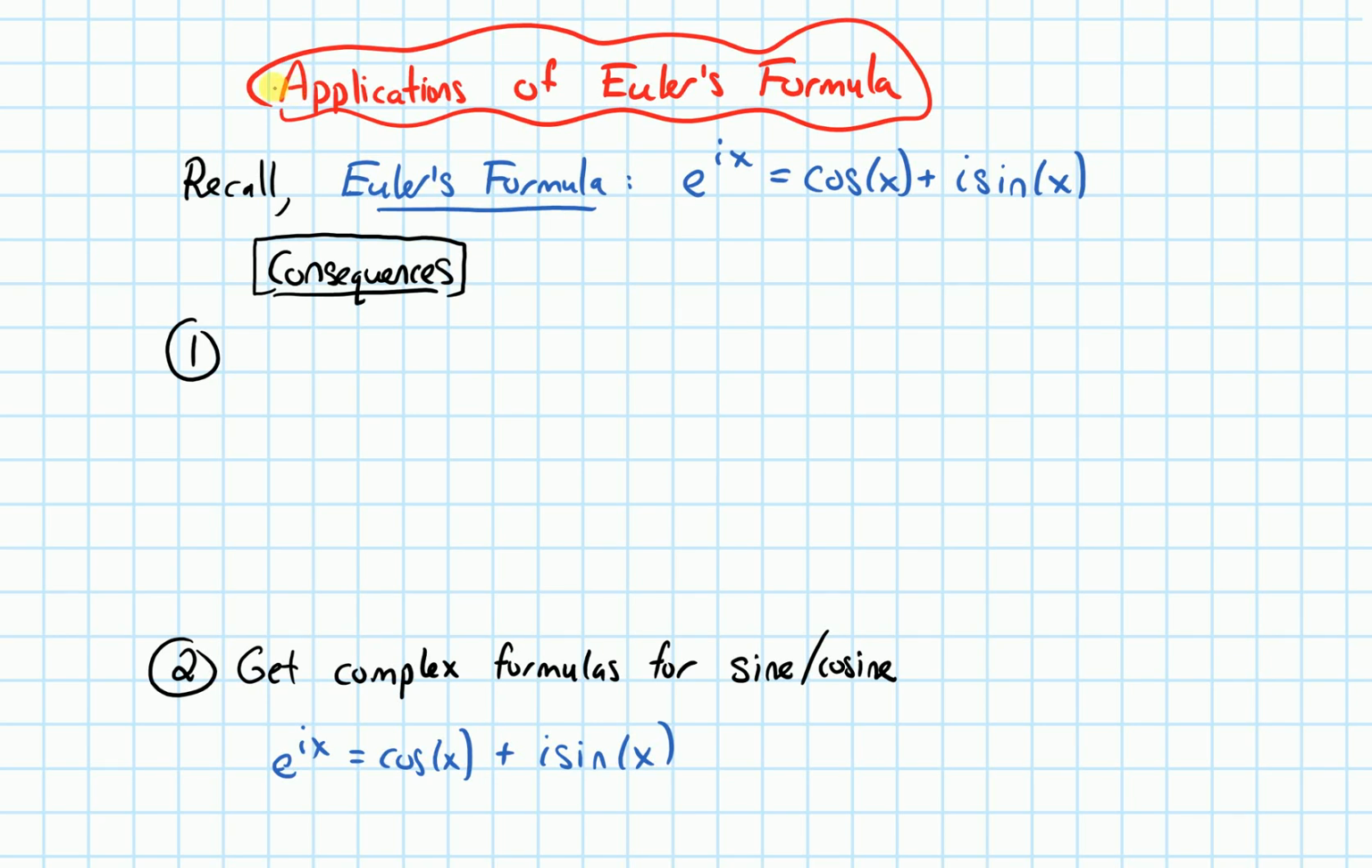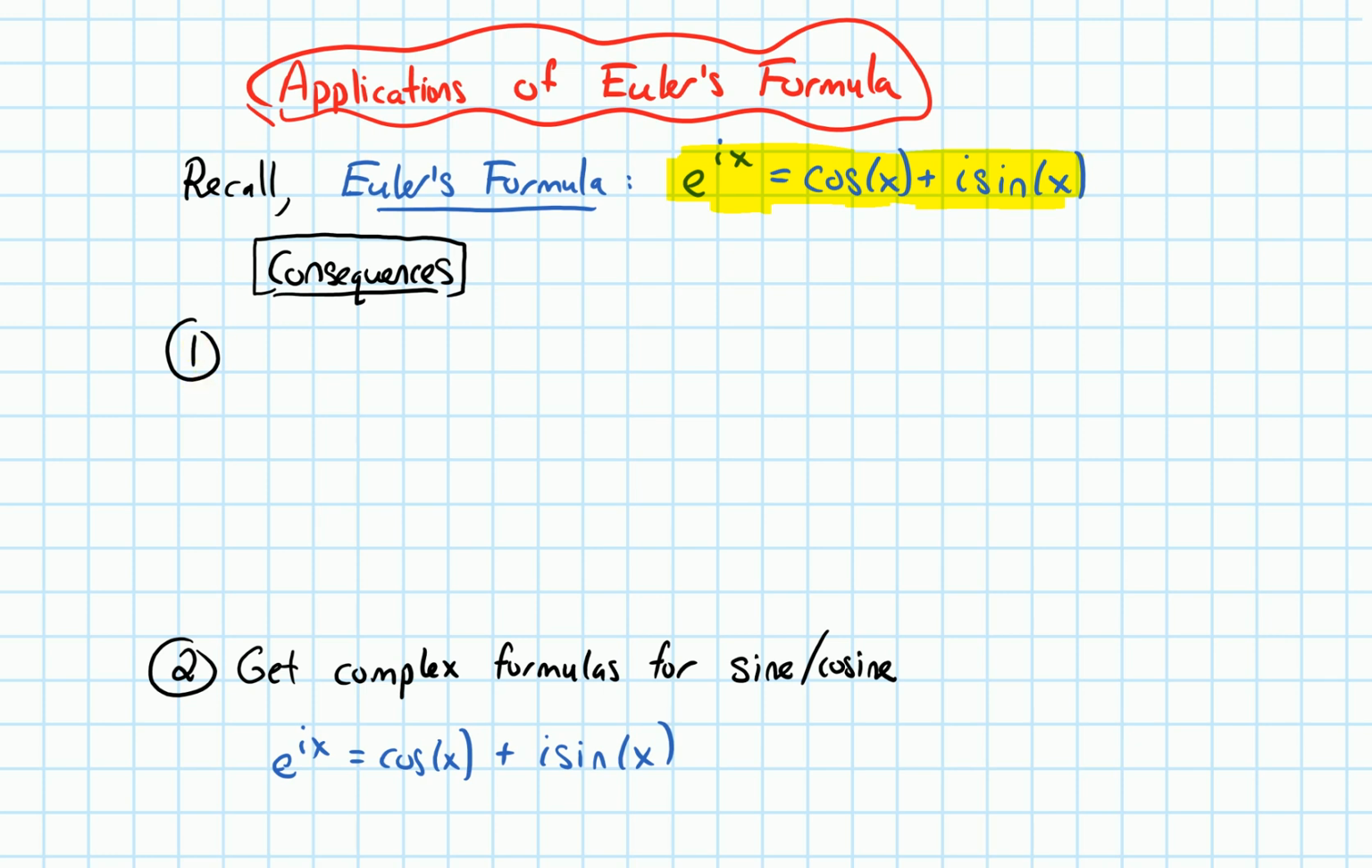In this video, we're going to talk about some applications of Euler's formula. So recall Euler's formula. What it says is that e to the ix equals cosine x plus i sine x. Okay, so I'm going to highlight this. This is Euler's formula right here.